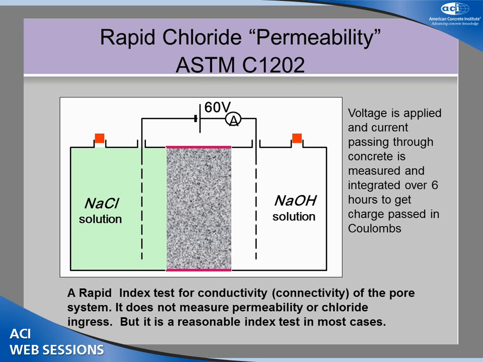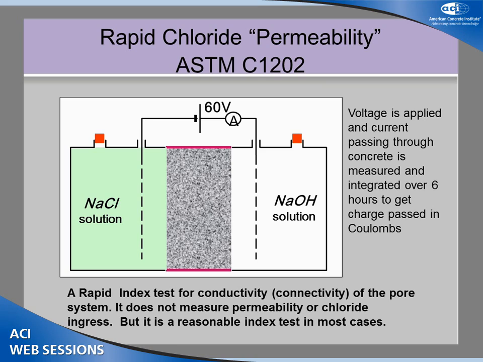So the rapid chloride permeability test, as you all know, was developed by Dave Whiting back in the early 80s as a rapid test relative to the 90-day ponding test the highway departments were using back then. So it was rapid on a relative scale of rapid.